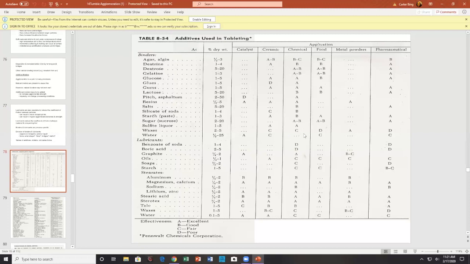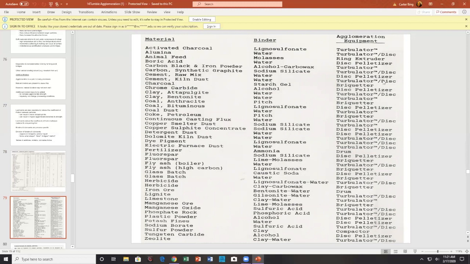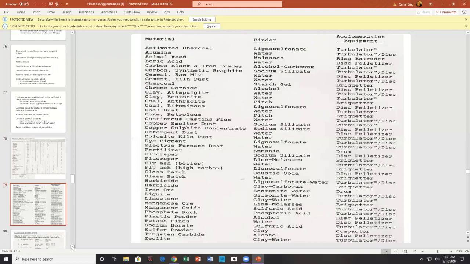Powder metallurgy. I ran into a guy. He didn't like me too much. Anyway, that's all right. Here you have the material and the binder and what equipment was used. I think it was in powder metallurgy. He's quite a rude person.